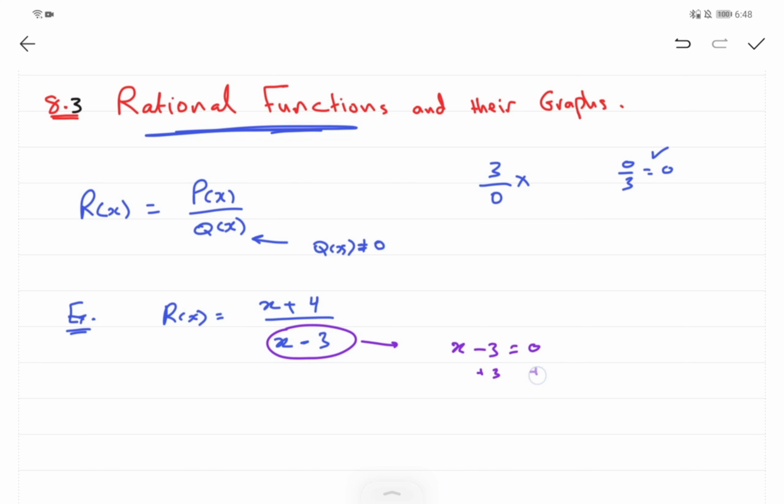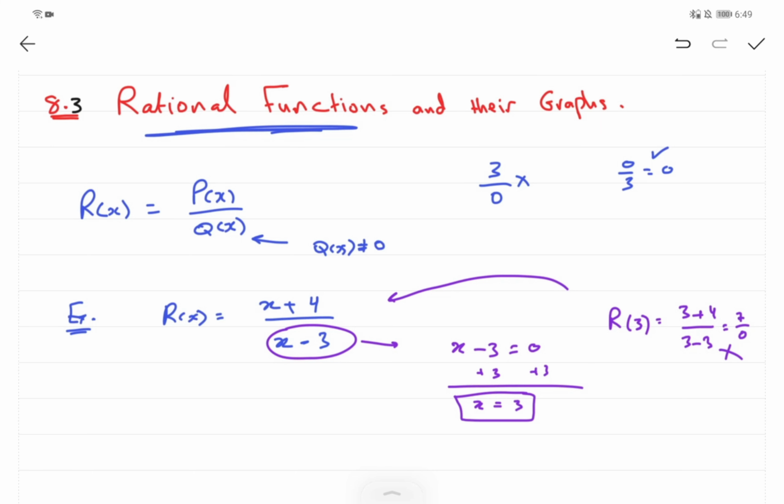So add 3 to both sides. You're going to get x equals positive 3. Now when x is 3, the denominator is going to be 0, and we're going to get an undefined quantity. So let's check this out. Let's substitute in the function r of x. Let's find r of 3. So it's going to be 3 plus 4. We're substituting in this function. We're replacing x by 3. So 3 plus 4 over 3 minus 3, which is 7 over 0, which is wrong, undefined.